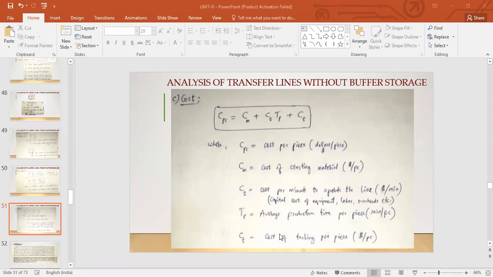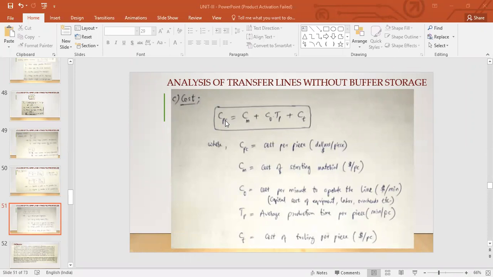Tooling also per piece. For example, a tool is able to process maybe 100 pieces. So you divide the cost of that tool by 100, right? For example, 1,000 is the cost, let's say. 1,000 divided by 100 gives you 10, right? So dollars per piece is $10 per piece, the tooling cost. So the summation of all of that will give you the cost per piece.